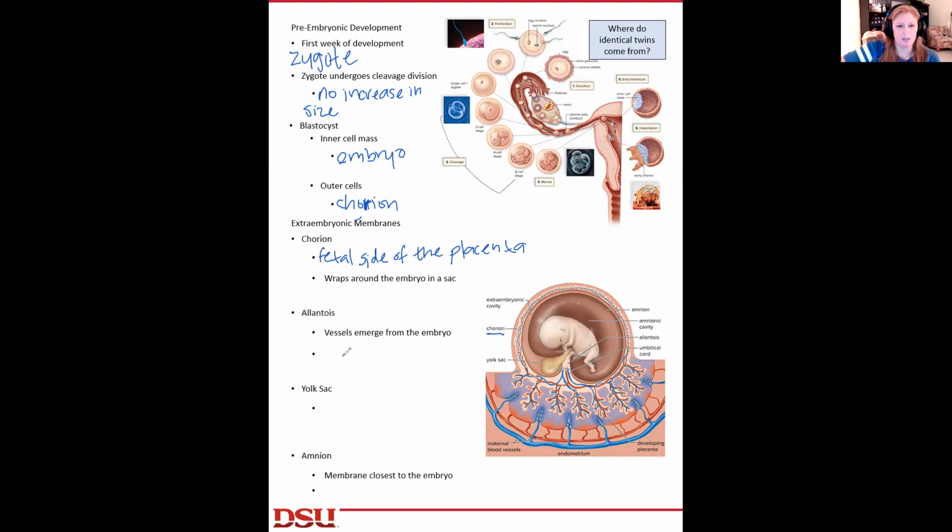Then we move on to the allantois. The vessels emerge from the embryo at this point. That is right here. Okay. And this is going to become the umbilical cord, which you could probably guess due to its location.